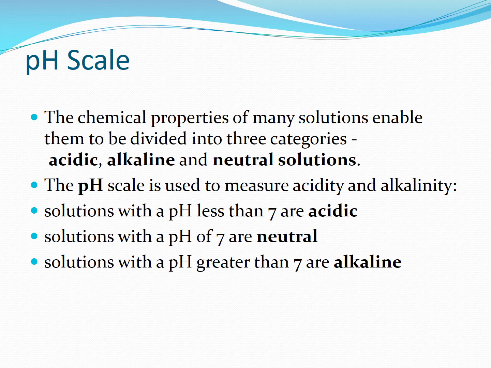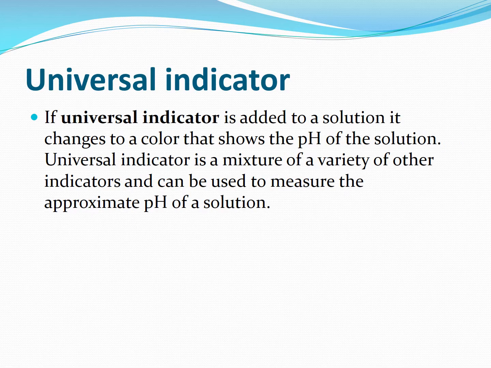On the pH scale, solutions with a pH less than 7 are acidic, solutions with a pH of 7 are neutral, and solutions with a pH greater than 7 are alkaline. Now, what is a universal indicator? If universal indicator is added to a solution, it changes to a color that shows the pH of the solution.